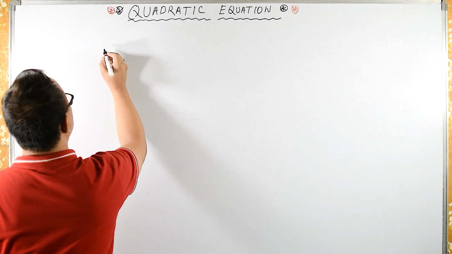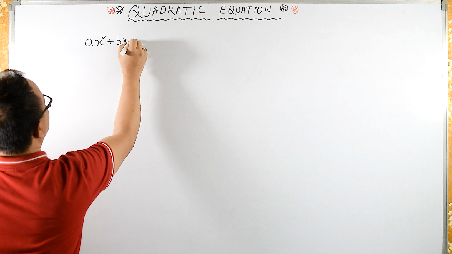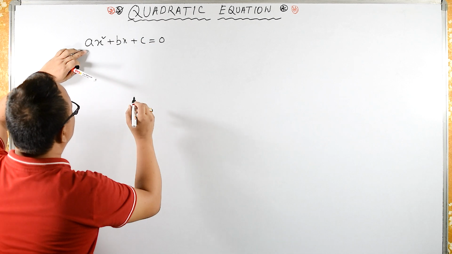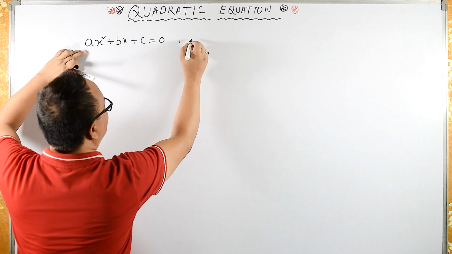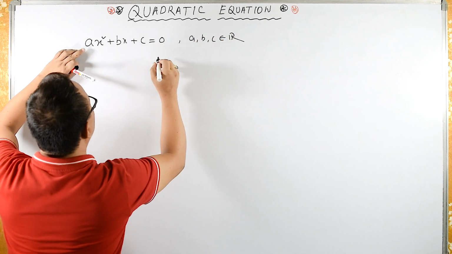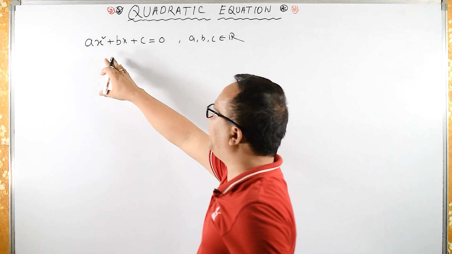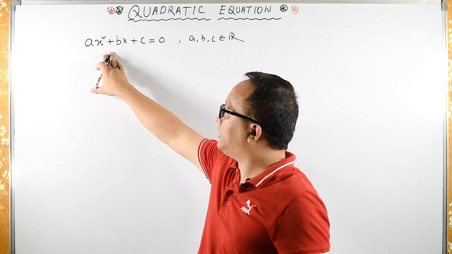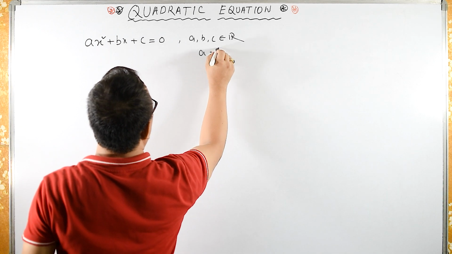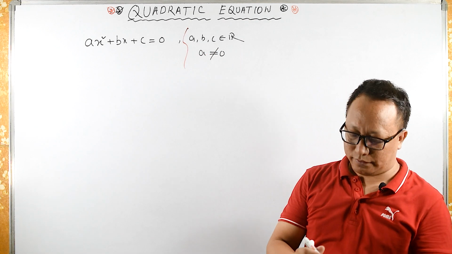Any quadratic equation is of the form ax² + bx + c = 0, of any polynomial, with a, b, c belonging to the real numbers, as well as the highest power of this polynomial should be 2. The coefficient of the highest power should not be equal to 0, meaning a should not be equal to 0. If a equals 0, then it's not a quadratic equation.